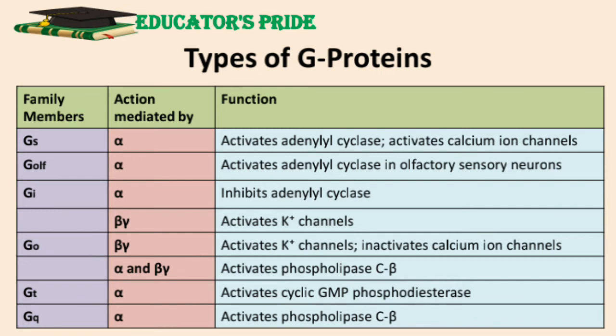The alpha subunit of the GI family inhibits adenylyl cyclase, and the beta gamma subunit of GI activates potassium ion channels. The beta gamma subunit of GO activates potassium channels and inactivates calcium ion channels. The alpha and beta gamma subunits of GO activate phospholipase C beta. The alpha subunit of GT activates cyclic GMP phosphodiesterase, and the alpha subunit of GQ activates phospholipase C beta.